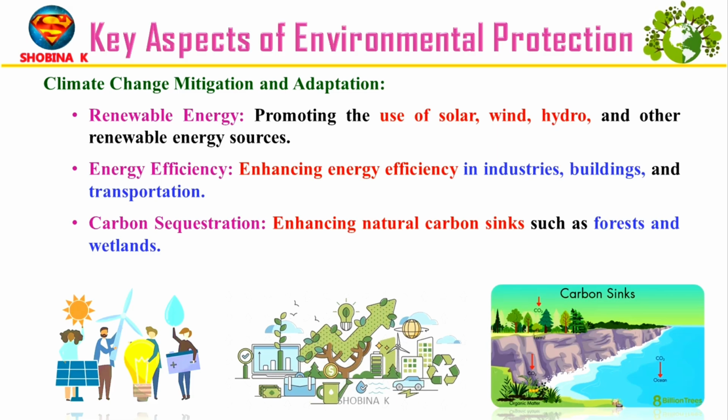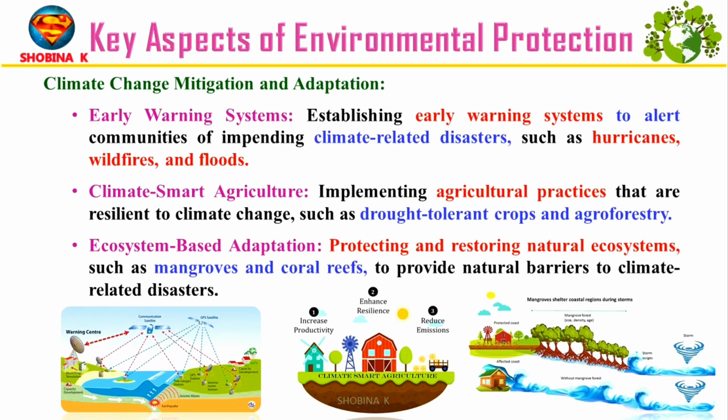Carbon sequestration refers to the process of capturing and storing carbon dioxide from atmosphere to mitigate climate change. Forests, wetlands, and other ecosystems have the natural ability to absorb carbon dioxide from the atmosphere through photosynthesis and store it in their biomass and soils. And this process is known as carbon sequestration. Adaptation strategies involve early warning systems, climate smart agriculture, ecosystem-based adaptation. Early warning systems are a crucial tool in fight against climate-related disasters.